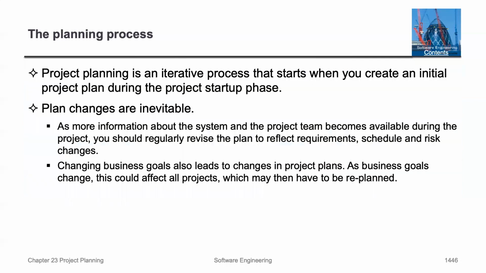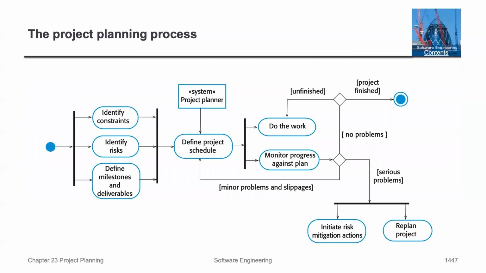For the planning process, project planning is an iterative process that starts when you create an initial plan during the project startup phase. Plan changes are inevitable as more information about the system becomes available and business goals change, which leads to changes in project plans. Here is an illustration of the project planning process.